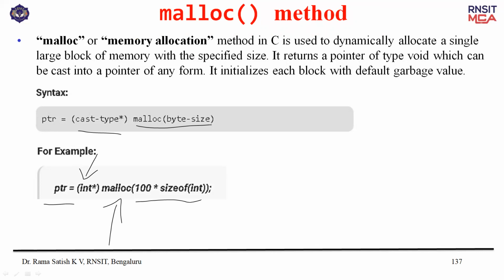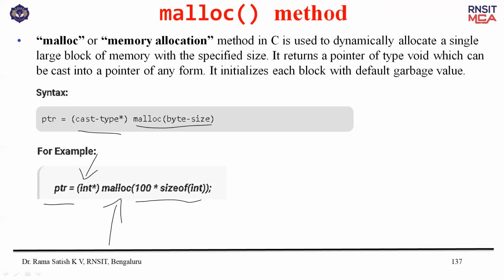If it is a 32-bit system, an integer takes 2 bytes. So 2 into 100, that is 200 bytes of memory space is allocated. If it is a 64-bit operating system and a 64-bit C compiler, it takes 4 bytes.